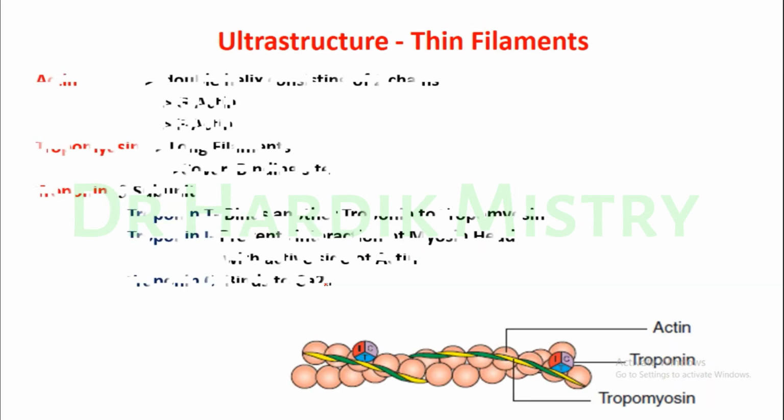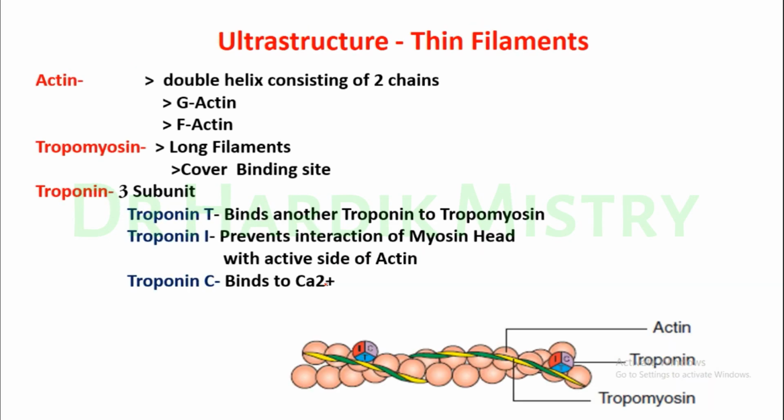Alright, ultrastructure of the thin filament. Here it is the actin filament or the thin filament. It is made up of actin, and there is a double helix consisting of two chains. One is the G actin and the other is the F actin, and these are coiled with each other. It forms the double helix.